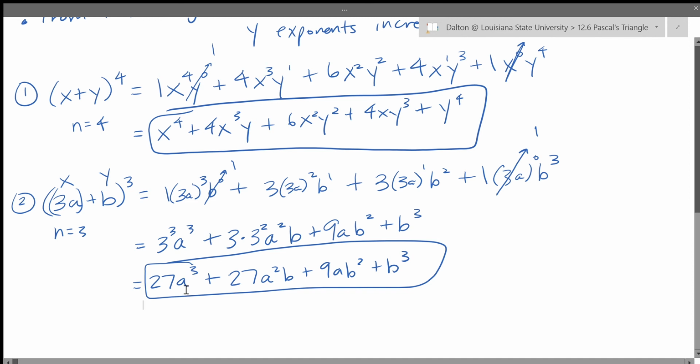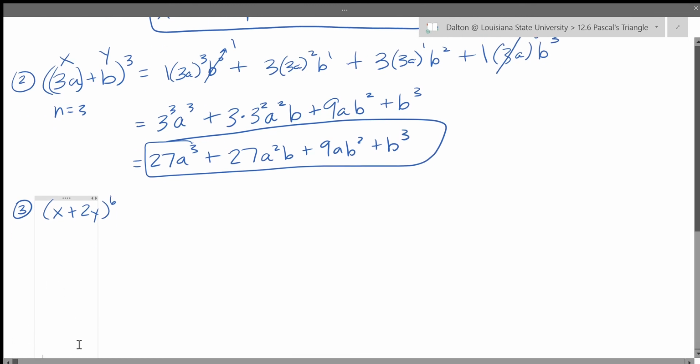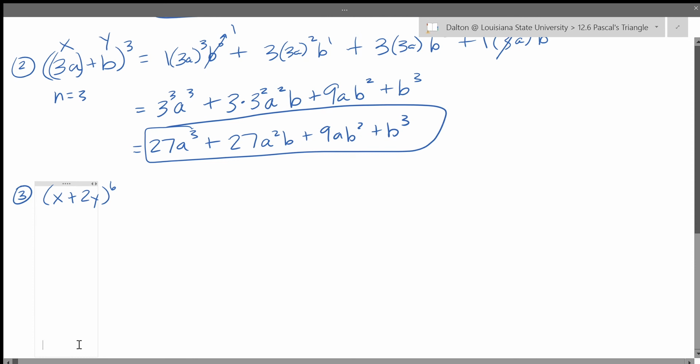So a cubed, obviously that's 3. A squared b, 2 plus 1 is 3. AB squared, 1 plus 2 is 3. B cubed is 3. So let's do one more. Number 3. X plus 2y to the 6th power is equal to.